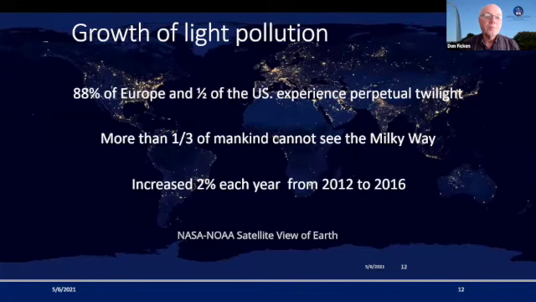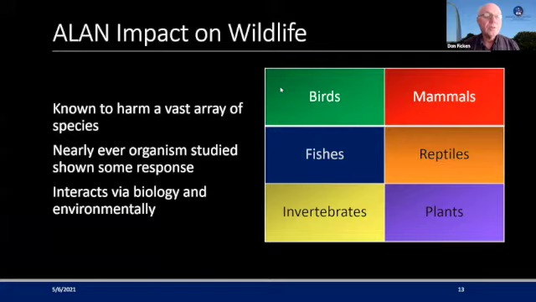So today, light pollution is growing something like 2% per year worldwide, and 88% of the U.S. and Europe are basically in perpetual twilight. A third of mankind can't even see the Milky Way anymore at all worldwide. So why do we care about that? I mean, it's just light. You turn lights on, they turn lights off. What's the big deal? Well, it has a significant impact on wildlife.